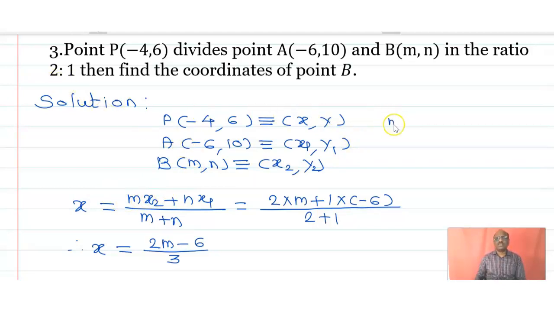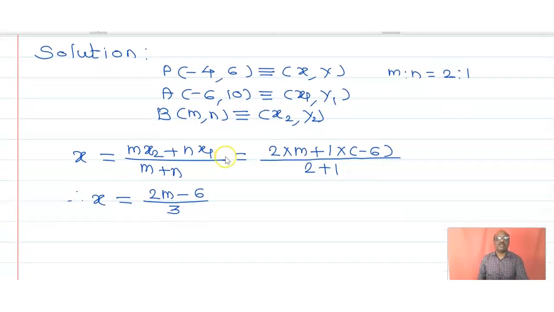So here, m/n is equal to 2:1, that is how it is treated here. Okay, I am substituting the values. m is 2, x2 is m here, and plus 1 into minus 6, where the value of x1 is minus 6, upon m plus n, that is 2 plus 1. And if we simplify, that is 2m minus 6 upon 3.